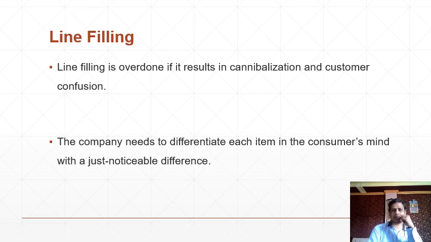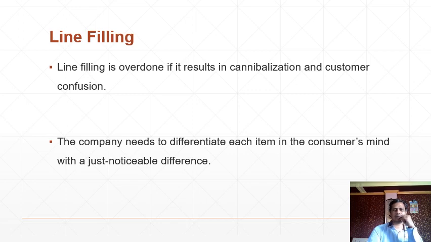Another aspect that you need to keep in mind is that you have to differentiate product A from product B in such a manner that customers find that the two products are different. And that can be done with a concept called just noticeable difference. There will be a threshold point at which customers see that product A is different from product B. Just like, say, Rin and Wheel.